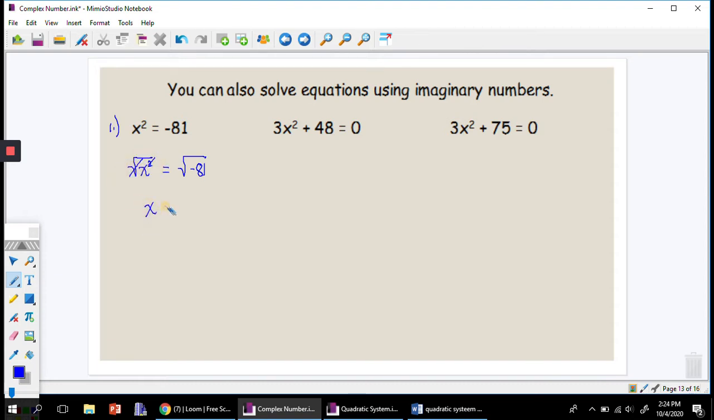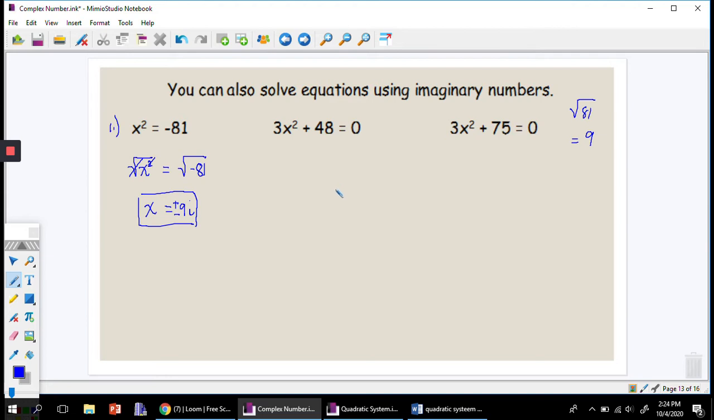Okay, so we have x is equal to, what is the square root of negative 81? So we know that the square root of 81 is equal to 9, right? Now this one is a negative number, so therefore this is an imaginary number. So what is the square root of 81? That is 9, and the square root of negative 1 is equal to i. So this will be 9i. So the value of your x is 9i, positive and negative. Okay, 9i.